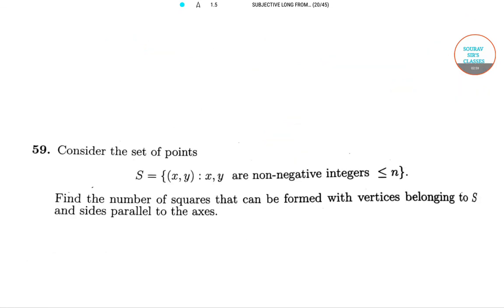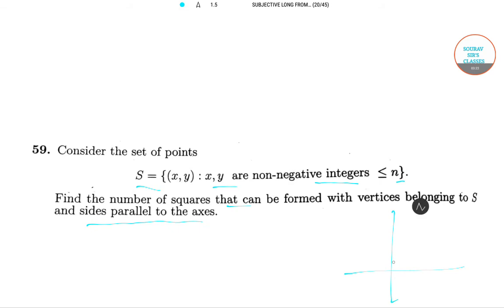In our next question, we are given a set S equals to x comma y, where x and y are non-negative integers less than or equal to n. Now, we have to find the number of squares that can be formed with vertices belonging to S and sides parallel to the axis. Now, this is the axis.